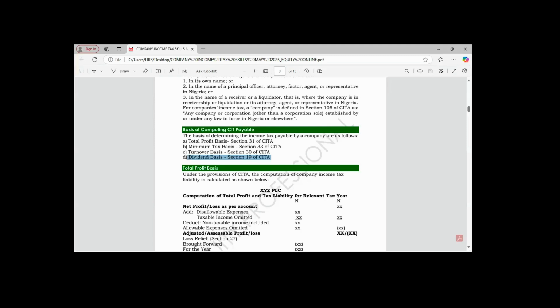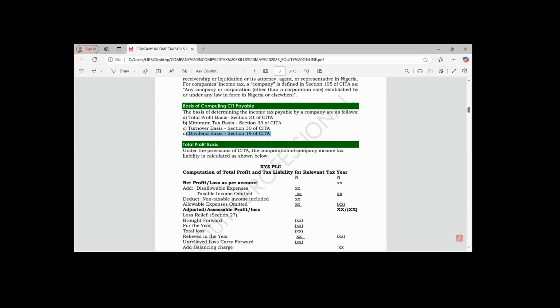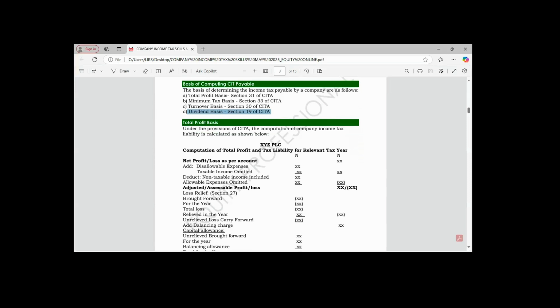So what does the net profit approach say? Is that you have to do the adjustment using what? Using the net profit scenario. So you look at the net profit given to you in the question, which is what? The net profit as per account.